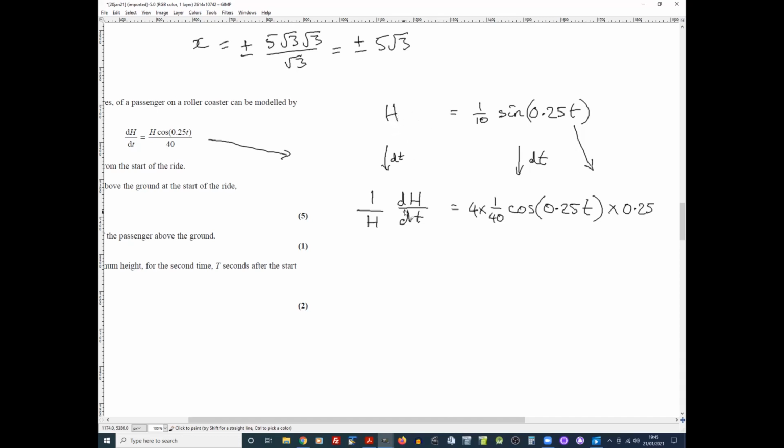dH/dt? Yes, just dH/dt. I mean, you might say, well, it's an inner function, and that would be a good idea. But if it was just h, then the bit that differentiates with respect to h would be just what? What would be the derivative of h with respect to h? Just 1.